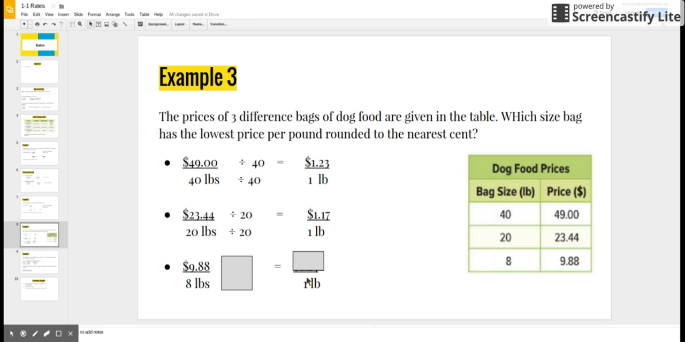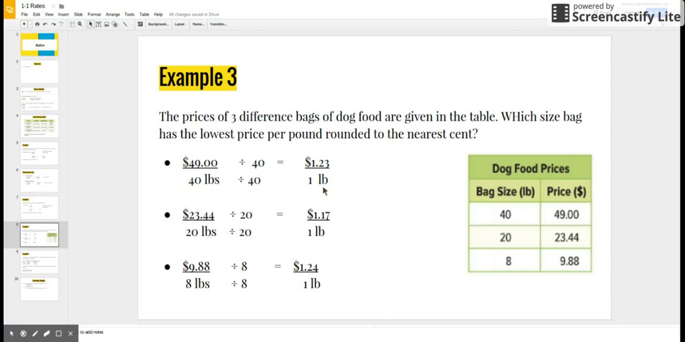And here is the last one, $9.88 per 8 pounds. Well, divide the bottom by 8, you get 1. Divide the top by 8, you get $1.24. So this last dog food right here would cost $1.24 per pound.